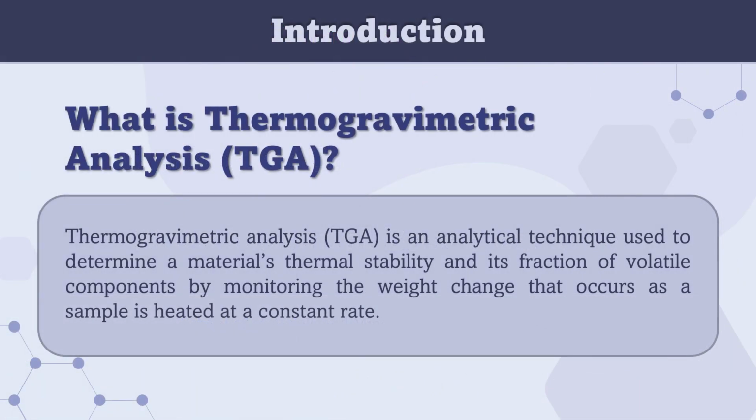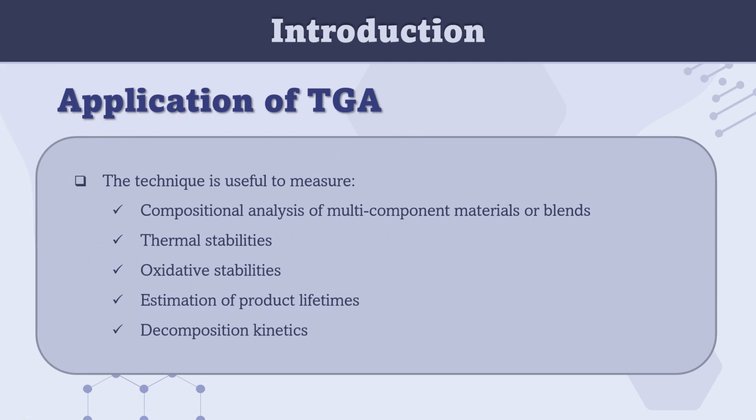Thermogravimetric analysis, TGA, is an analytical technique used to determine a material's thermal stability and its fraction of volatile components by monitoring the weight change that occurs as a sample is heated at a constant rate. TGA analysis is particularly useful for the following types of measurements: compositional analysis of multi-component materials or blends, thermal stabilities, oxidative stabilities, estimation of product lifetimes, decomposition kinetics.